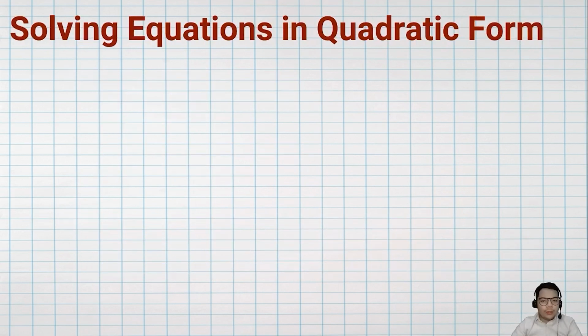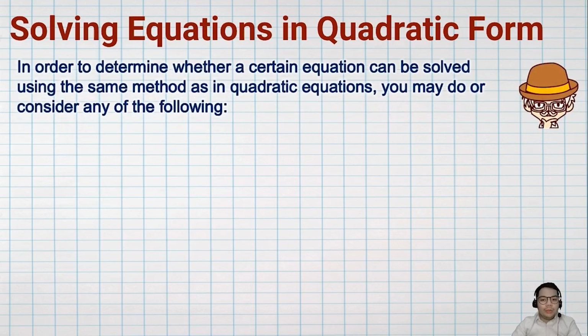So, how do we solve equations in quadratic form? We have three cases where we have three equations that we will transform into a quadratic equation. Somehow, these equations can be transformed into a quadratic form. So, from that, we can now use the different methods in solving quadratic equations to solve for their roots as well. In order to determine whether a certain equation can be solved using the same method as in quadratic equation, you may consider any of the following.